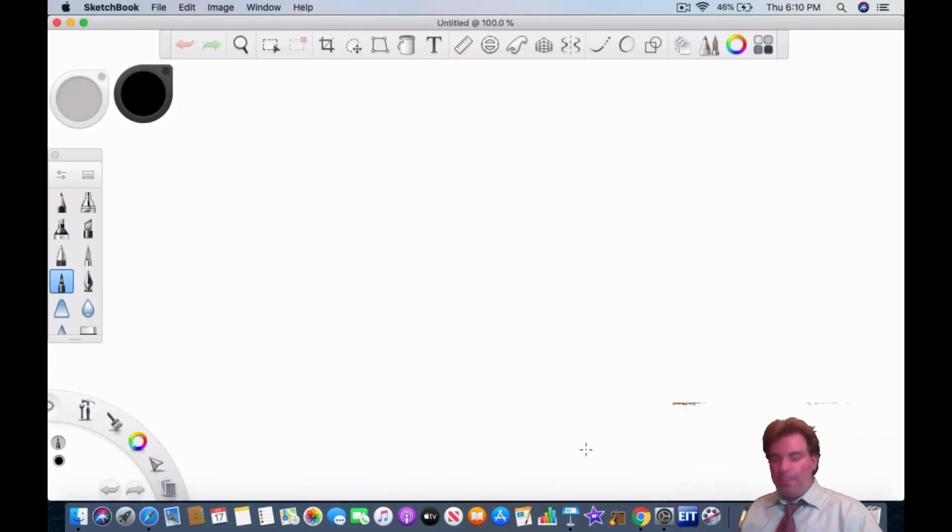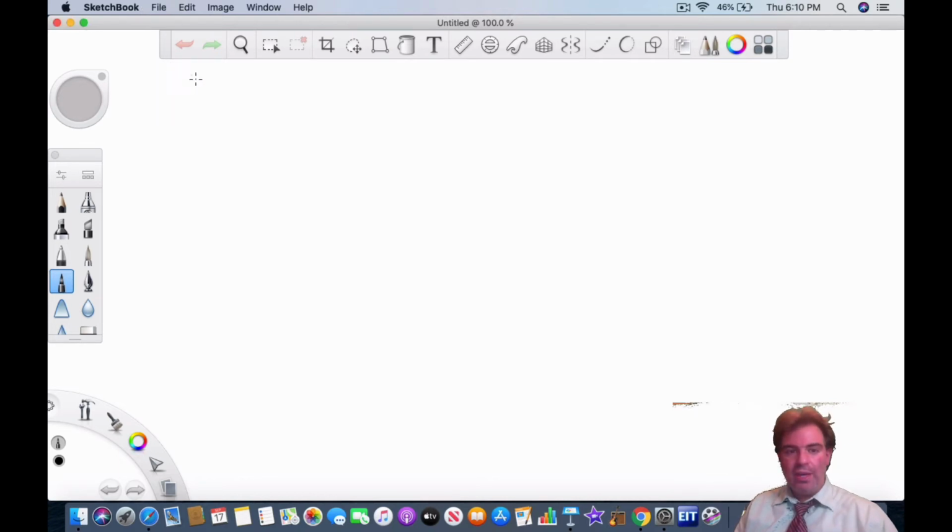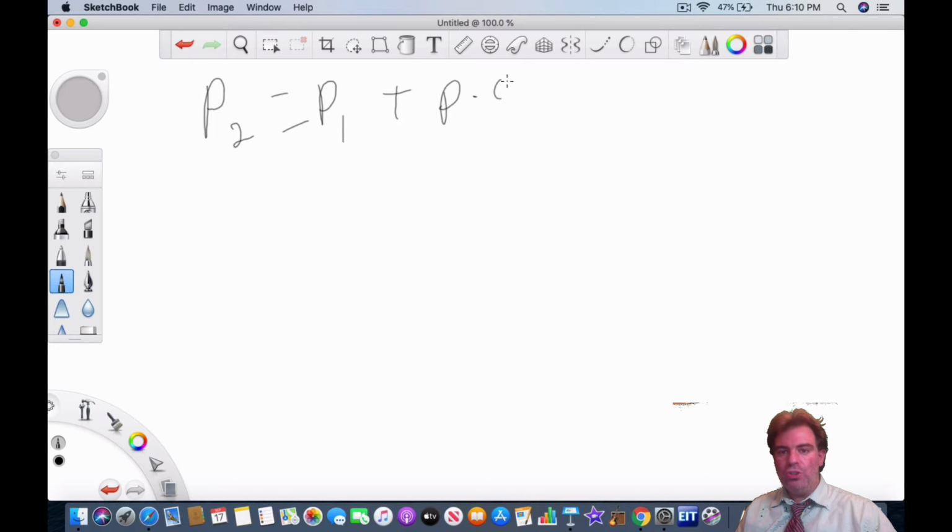Let's open this up. And let's see, what was our formula again? Because now we're talking about static fluid, so therefore we're talking about pressure created by depth of a fluid. So that is going to be, of course, pressure 2 equals pressure 1 plus rho g h. Okay, this equation, I don't mind if you memorize it or not. It's going to be given to you. It's going to be in your reference tables.